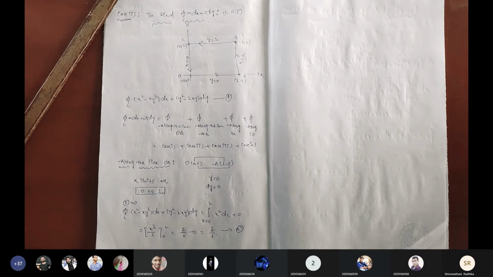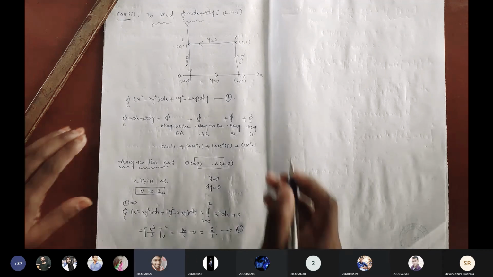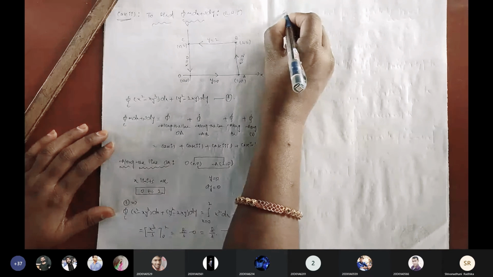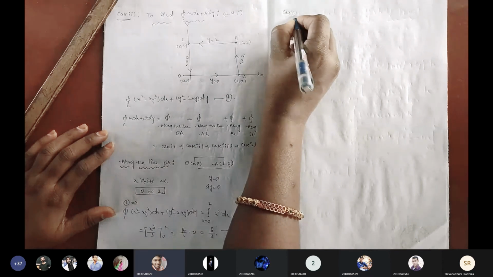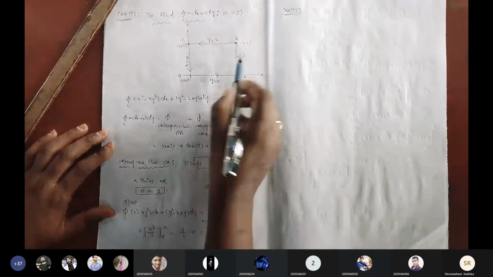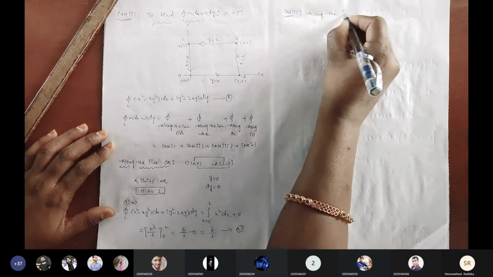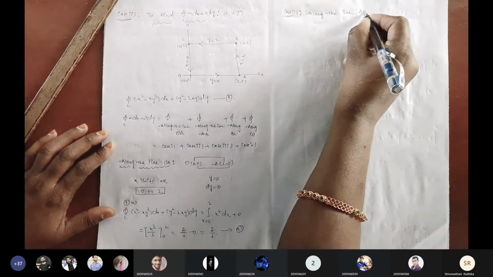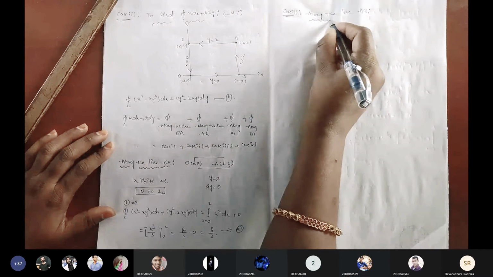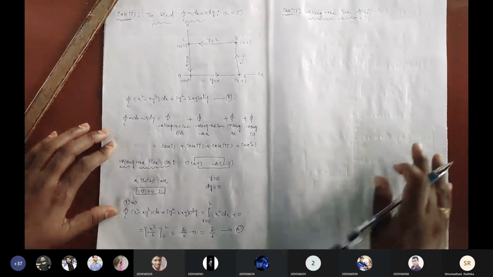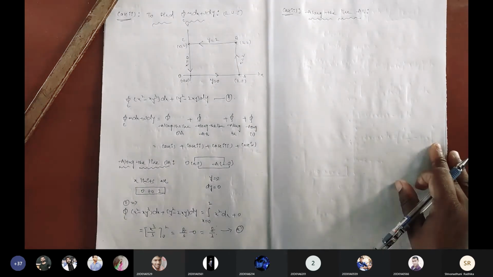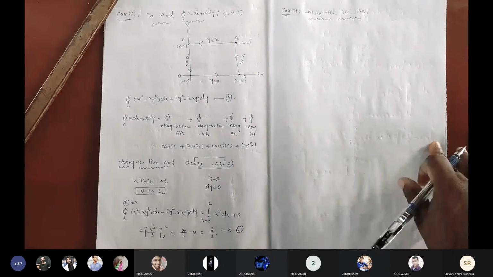Then tell me next, what is the case now? A to B, which line are we going to take? A to B, ma'am, along the line AB. Tell me, what about the points? Which line are we going to take in the AB line and what are the limits? You only tell me, I am going to write.